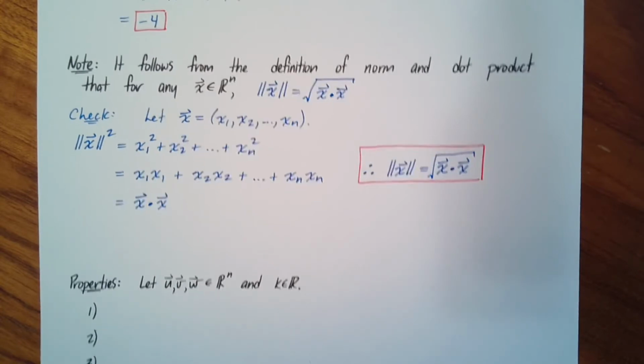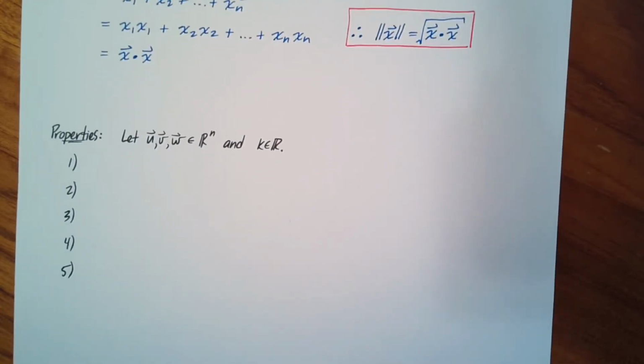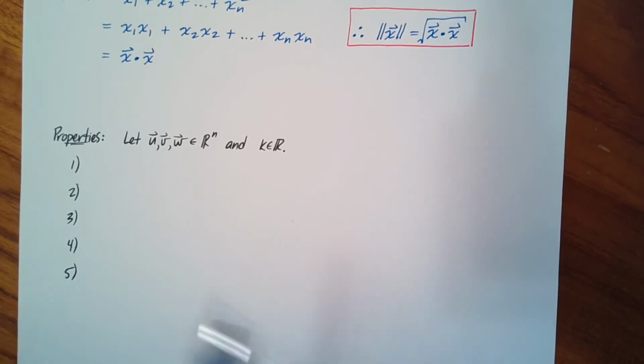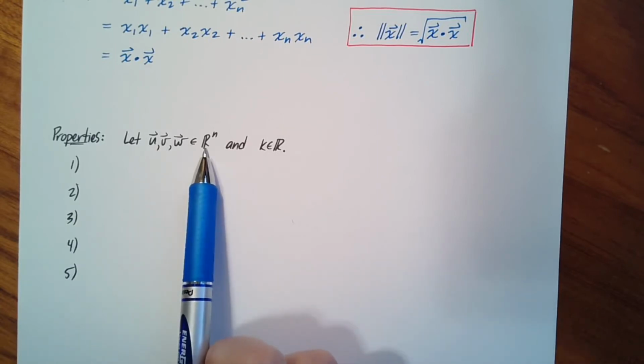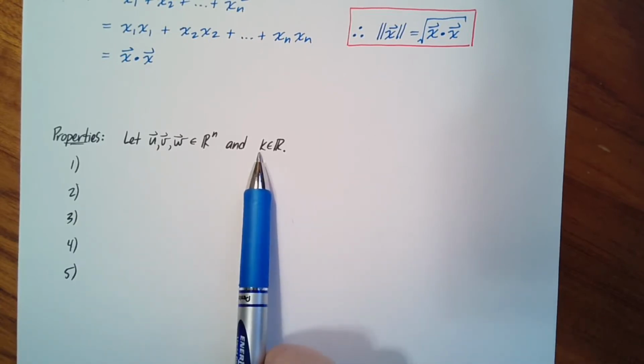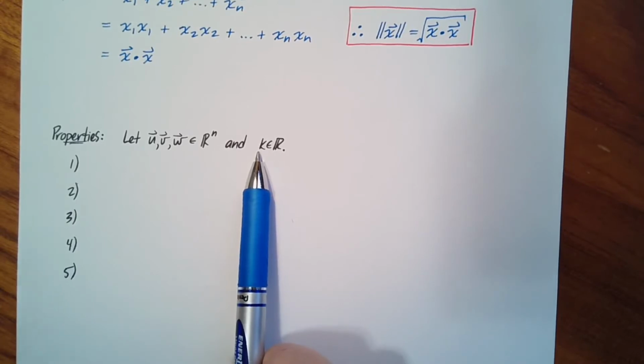Now we'll finish this section off with just some properties of dot products. So this applies to any vectors in Rn. So we've got three vectors u, v, and w in Rn, and we also have a scalar k, which we'll need for one of the properties to state it fully.